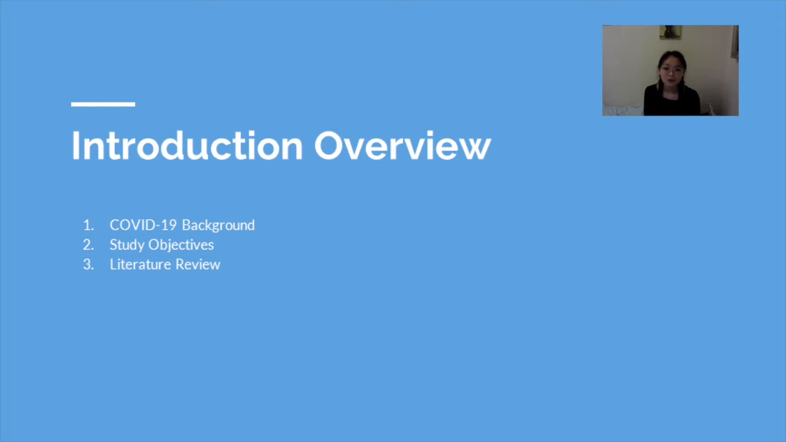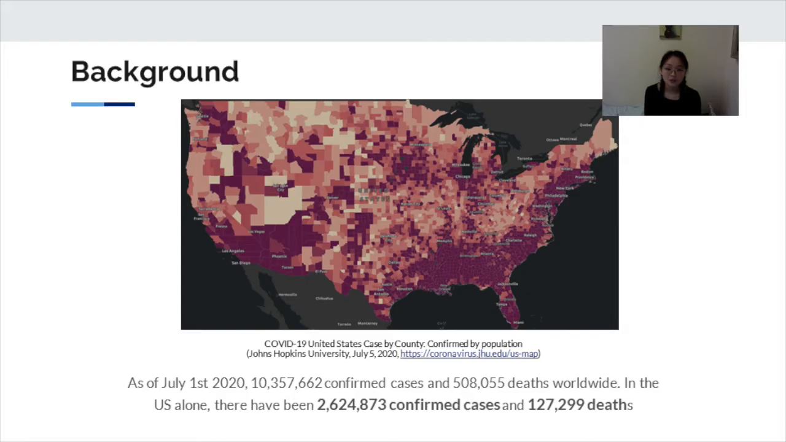So first of all, coronavirus is a new disease that first appeared in Wuhan, China on December 31st, 2019. And as of July 1st, 2020, in the U.S. alone, there are over 2 million confirmed cases and over 127,000 deaths. Of course, not all areas in the U.S. were affected equally, and our study aims to predict which areas are more vulnerable than others.